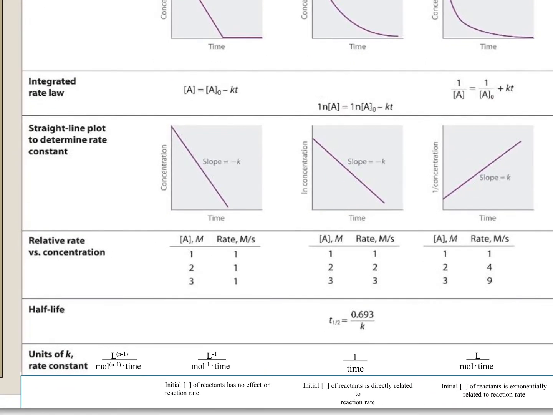Our straight line plot. This is very important for zero order and for first order. Slope is a negative k. And for second order, because my slope is positive, slope is just k.